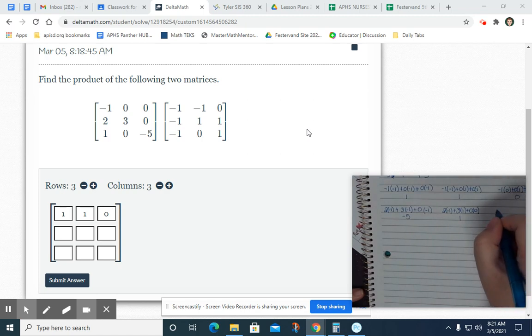And then I'm going to take that second row, which is 2, 3, 0, and multiply by my third column, which is 0, 1, 1. So that's 0, 3, 0. So the answer is 3.